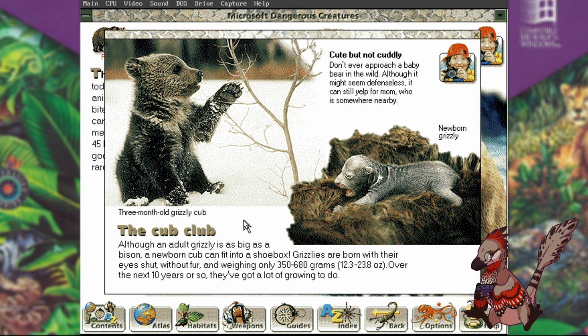The Cub Club. Although an adult grizzly is as big as a bison, a newborn cub can fit into a shoebox. Grizzlies are born with their eyes shut, without fur, and weighing only 350 to 680 grams. Over the next 10 years or so, they've got a lot of growing up to do. Well, those are adorable.